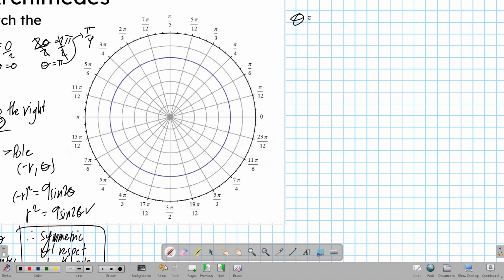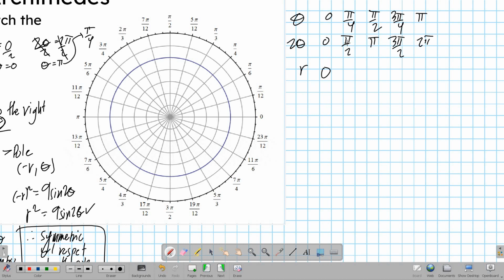theta now would become 0, pi over 4, pi over 4 plus pi over 4 is pi over 2, then add another pi over 4 to get 3 pi over 4, then pi. So 2 theta would then be 0, pi over 2, pi, 3 pi over 2, 2 pi. So r would then become 9 sine 2 theta. So 0 times 2 is 0, sine 0 is 0, times 9 is 0.